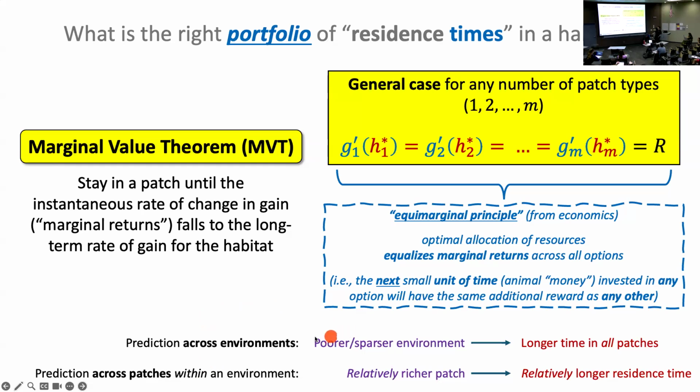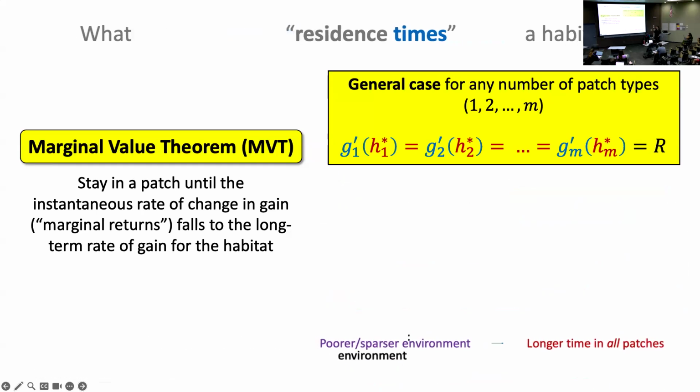Well, I mentioned the predictions: in a poorer or sparser environment, you get a longer time in all patches. That's across environments. So if I take an environment and make it sparser, then I would expect the animal to stay longer in all of the patches. But within an environment, across patches, the prediction would be that if I have a patch that's relatively richer, its marginal returns don't deplete as quickly. Then, relative to other patches within that environment that aren't as rich, the animal should spend a longer time in there. Those are our two predictions.